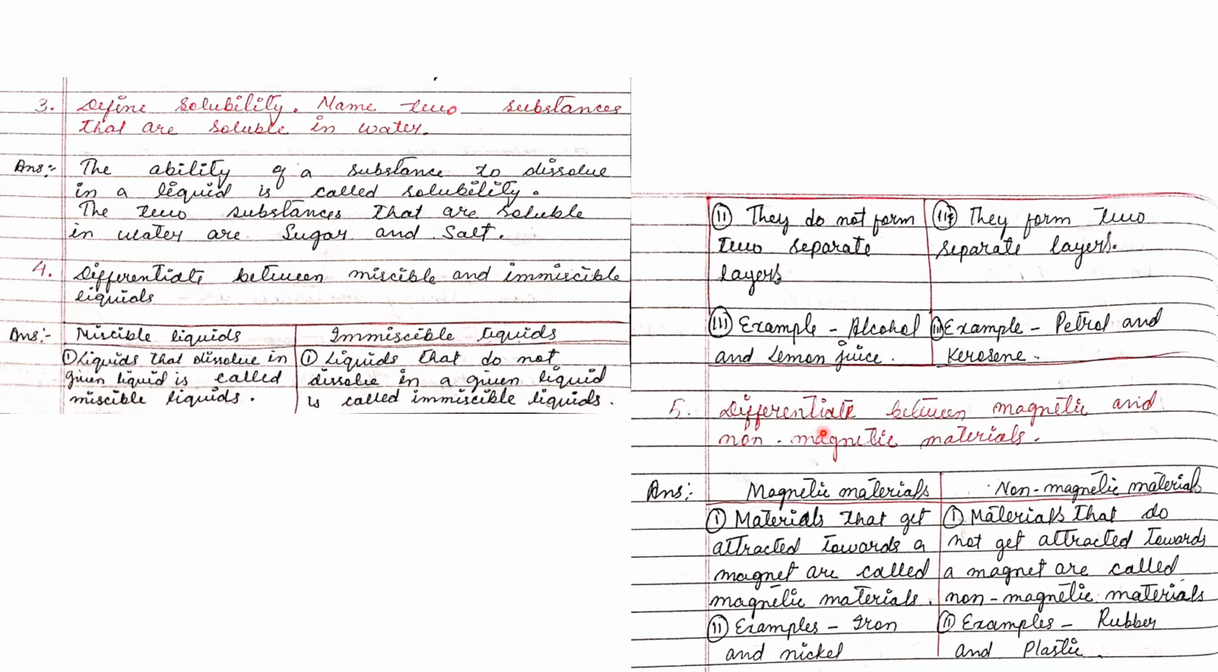Now fifth, we will see differentiate between magnetic and non-magnetic materials. Let's see what is the difference between magnetic and non-magnetic materials. First, materials that get attracted towards a magnet are called magnetic materials. Materials that do not get attracted towards a magnet are called non-magnetic materials. Examples of magnetic materials are iron and nickel. Examples of non-magnetic materials are rubber and plastic.